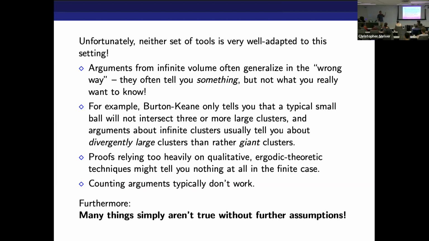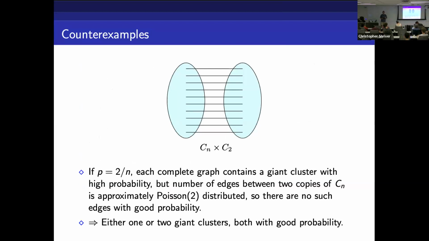But it's also the case that a lot of things you'd like to prove just aren't true, right? That might sound worse than it is. We're going to be able to carve out some assumptions under which we can prove things, but there are counterexamples, so we do need to find assumptions that we can place. Okay, so here's a really simple example where you get multiple giants in a vertex transitive graph.